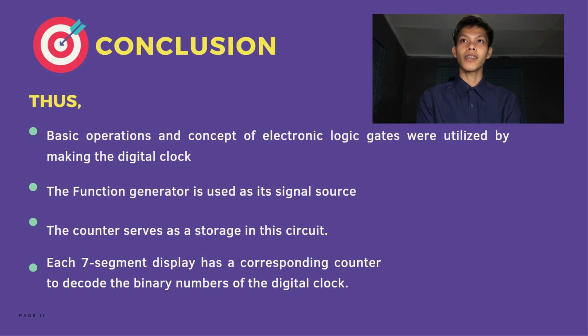The segment displays are paired to show a 2-digit time, with hours on the leftmost part, minutes in the middle, and seconds on the rightmost part of the circuit. To summarize, this digital clock circuit has various practical applications and is still widely used even today.